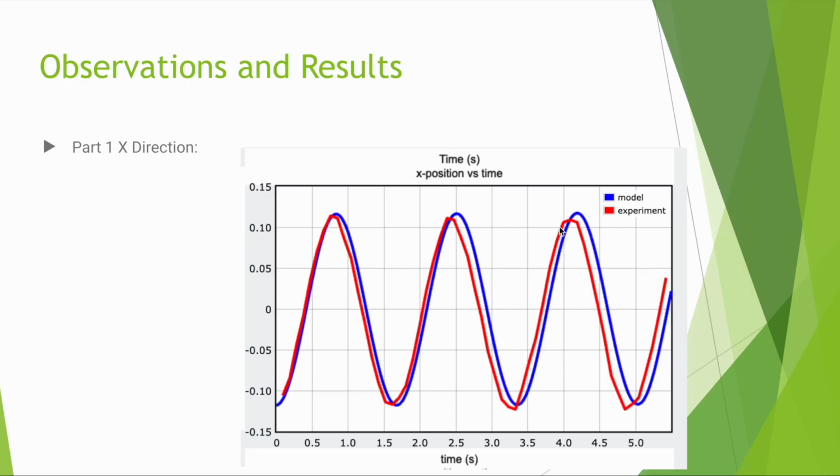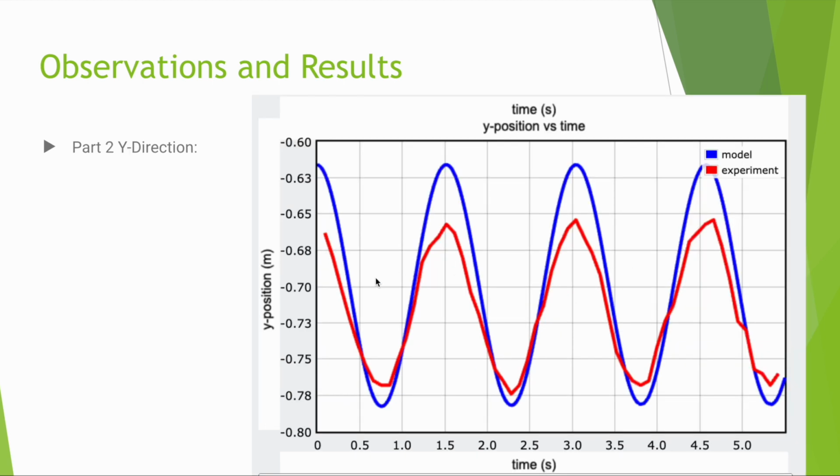Observe that we have a model and experiment version on the x-axis, and we can see that it's pretty similar, and that there's not much variation besides in the periods. So the periods are a bit off, but the overall minimum and maximum are pretty similar. So in the x direction it was fine. The y direction is a bit more off. You can see that the minimum and maximum values are a bit different, and so are the periods.